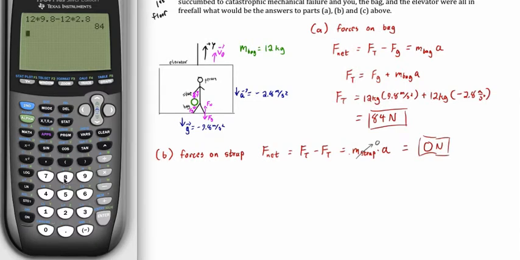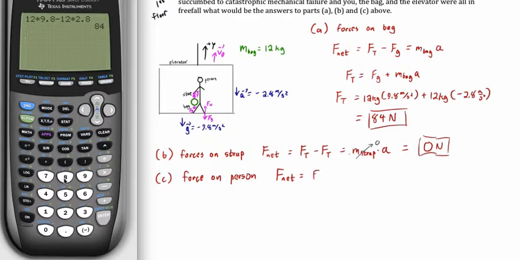Okay, so let's take a look at part C. All right, so part C, we're asked about the normal force exerted by the floor of the elevator on the person's feet. Okay, so let's go ahead and look at that. So on the person. So what do we have? We'll look at F net again.